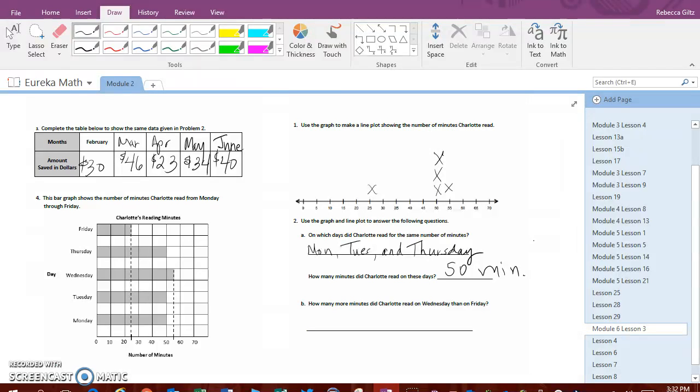How many more minutes did Charlotte read on Wednesday than on Friday? And get used to seeing this phrase, how many more? That means it's a subtraction problem, okay? So we're comparing Wednesday and Friday. So if I look at Wednesday, that was 55. That's my highest number. And we're going to subtract Friday from that. Friday was our lowest. That was 25. So 55 minus 25 is 30 minutes. And we are done.